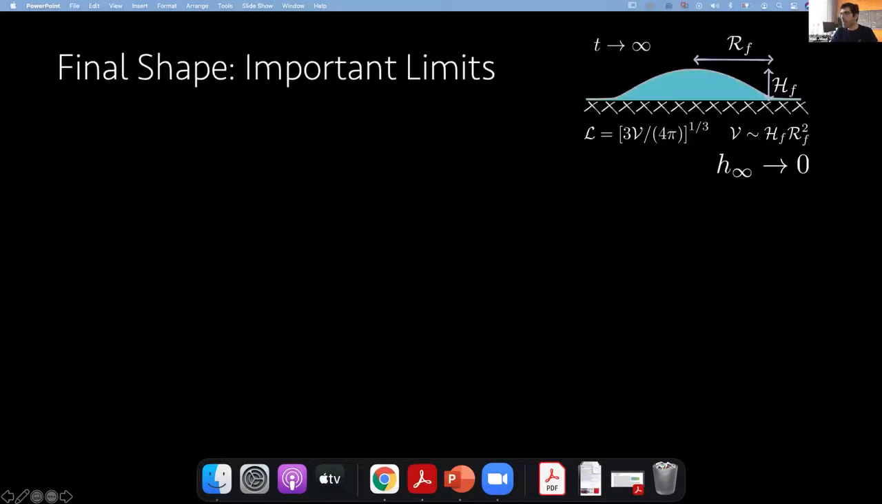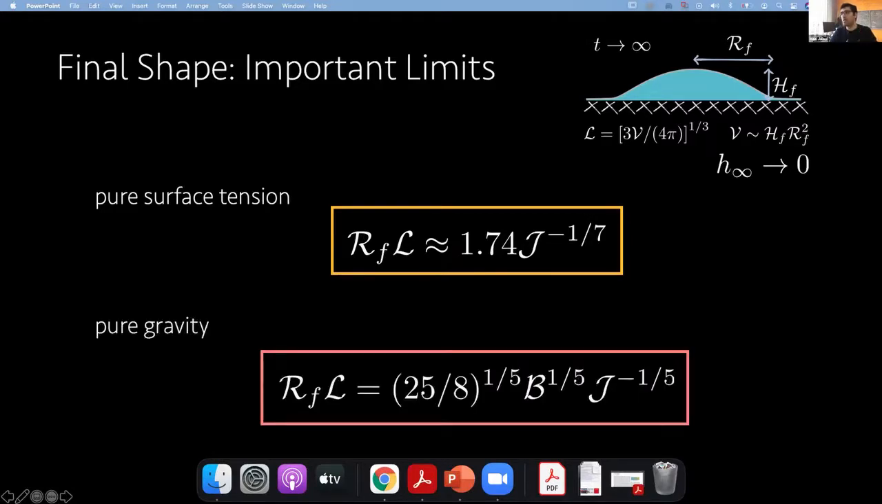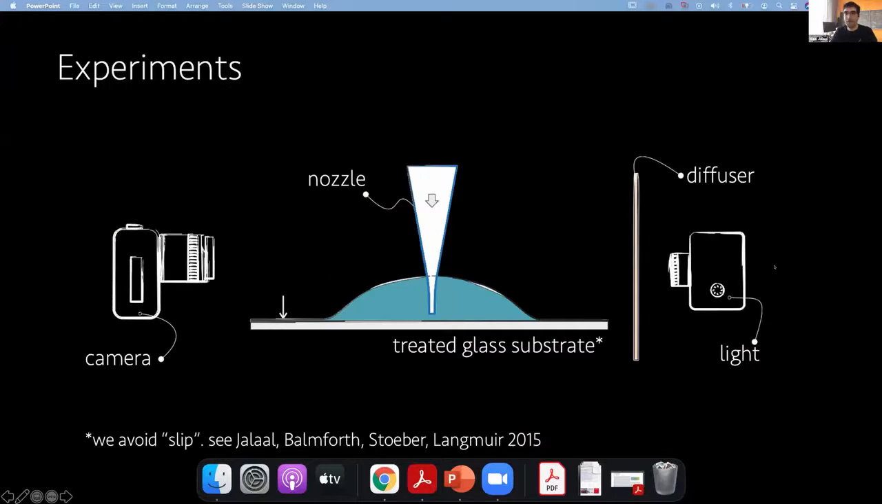There are two interesting limits. One is that if you have pure surface tension to drive your droplets, and therefore you get the final radius, the prefactor is 1.74. And the other one is pure gravity. Pure gravity is much nicer because you only have to deal with first order derivatives, so you can actually solve it analytically. So this is nice. We have some theoretical analysis. The main question is, is this correct? And the only way to know is to do experiments.